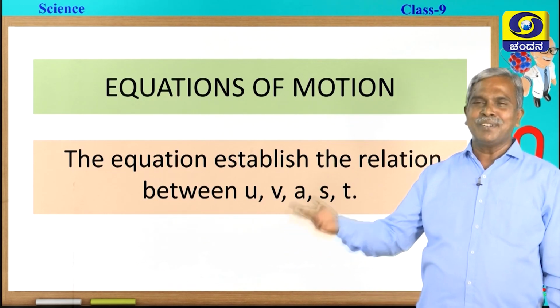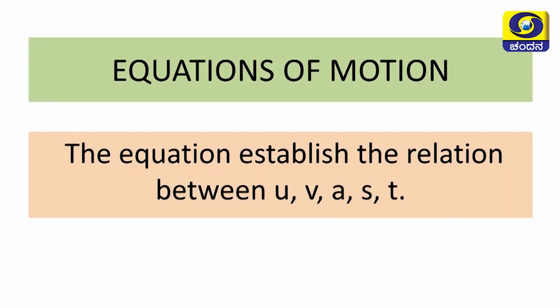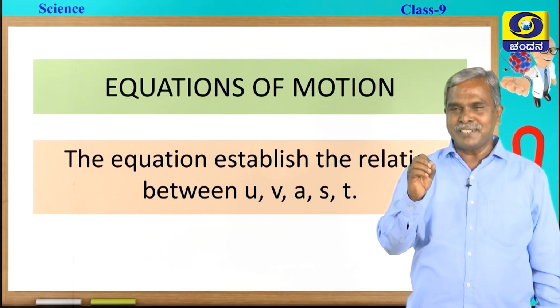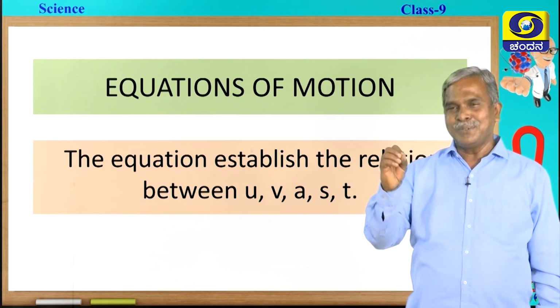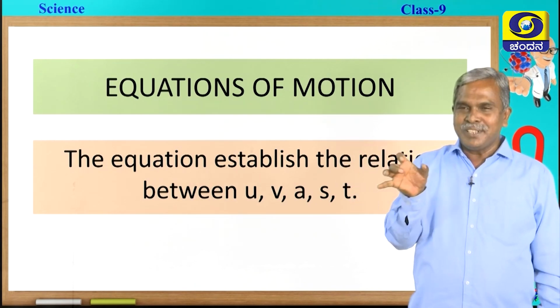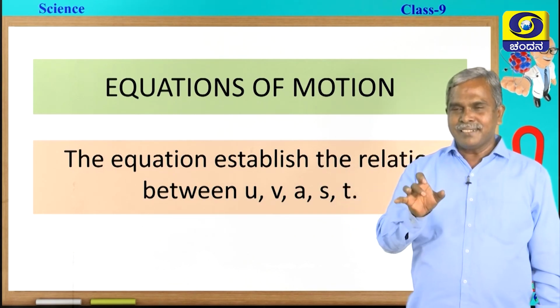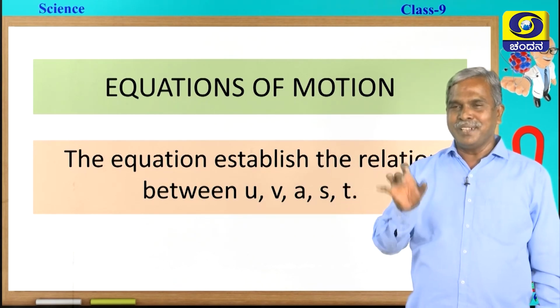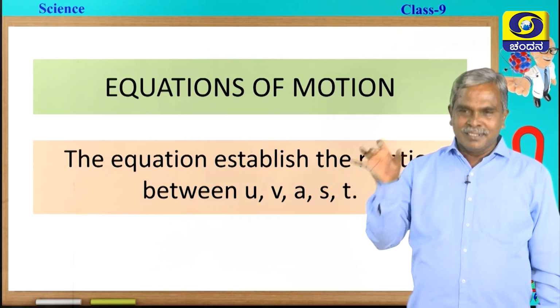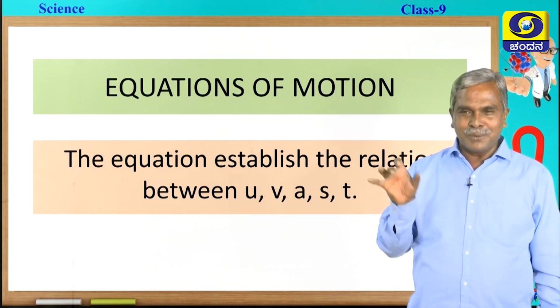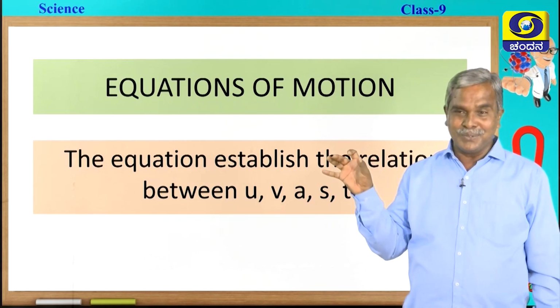What is the meaning of an equation? If you consider mathematics, suppose you have an equation x plus 2 is equal to 5. x plus 2 is on one side and 5 is on the other side. Now, next step, x is equal to 5 minus 2, x is equal to 3. This mathematical equation enables us to find out the value of the unknown.